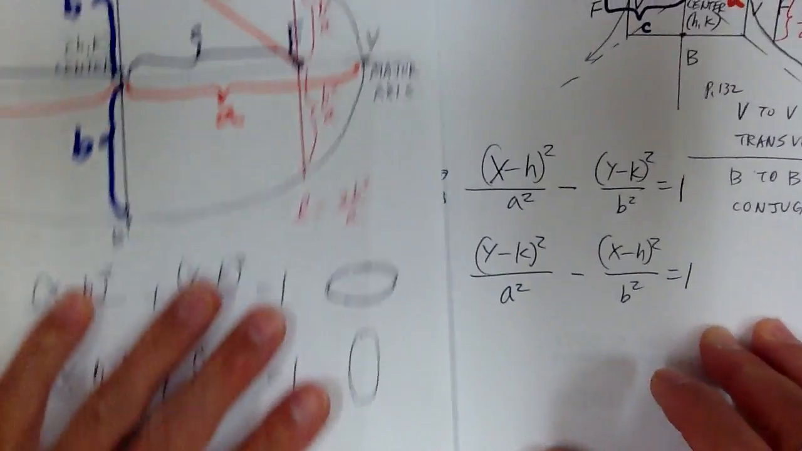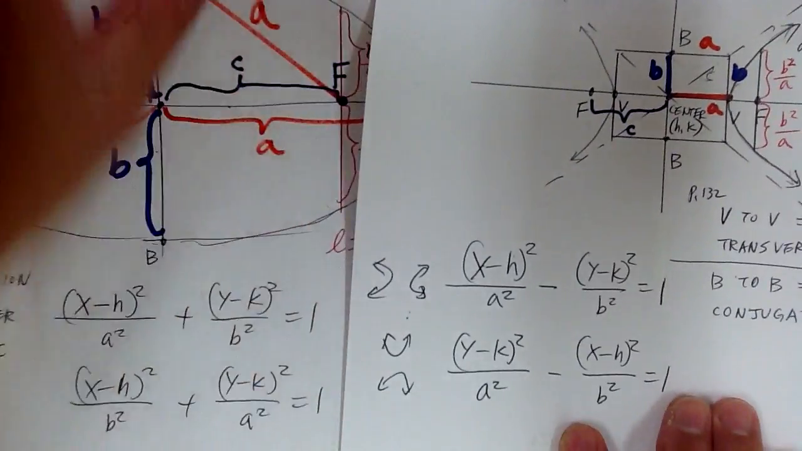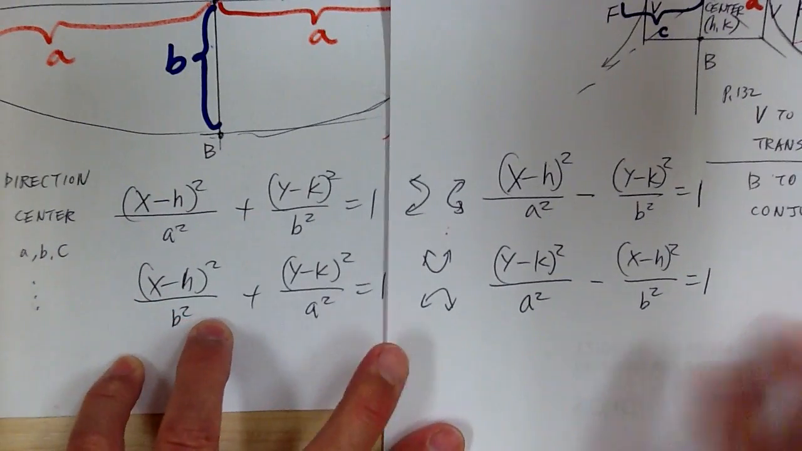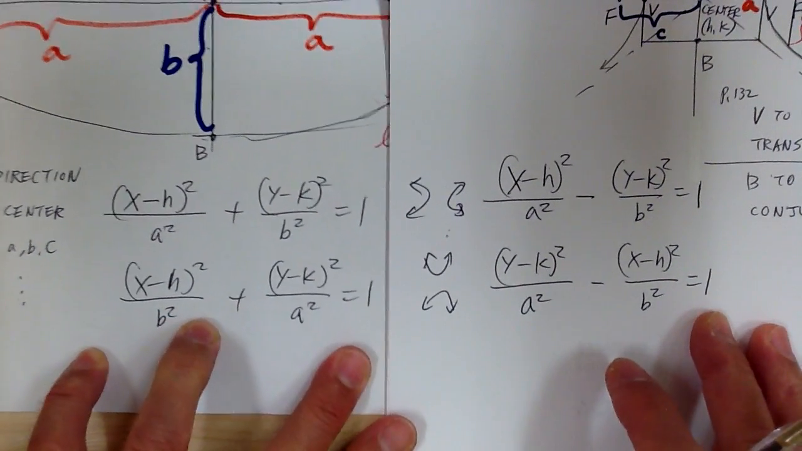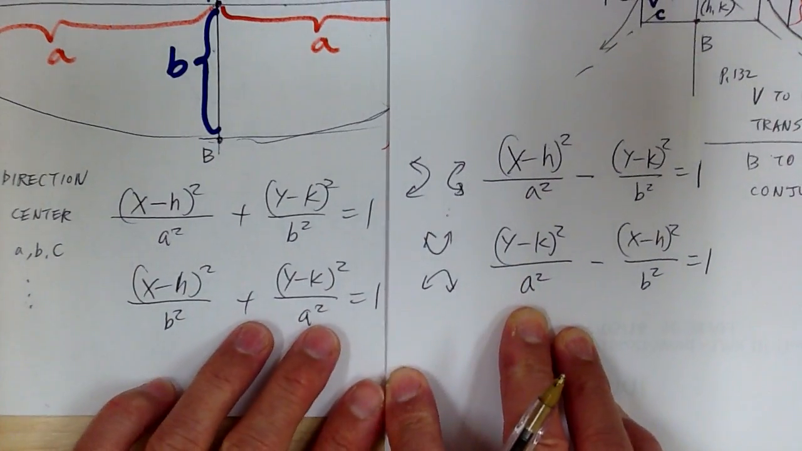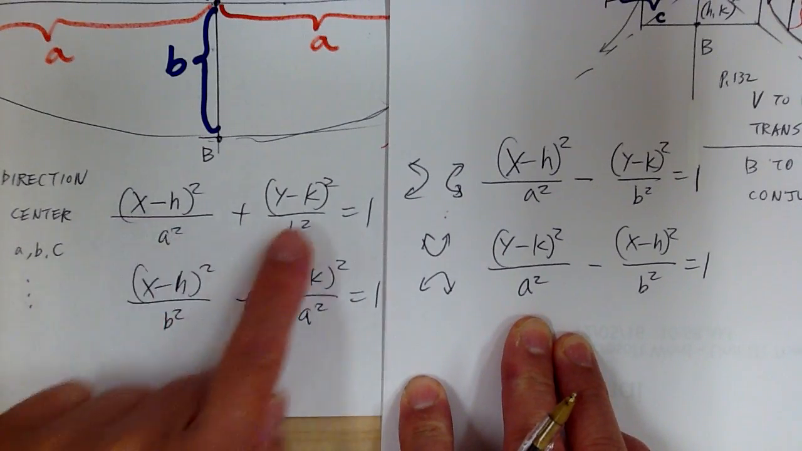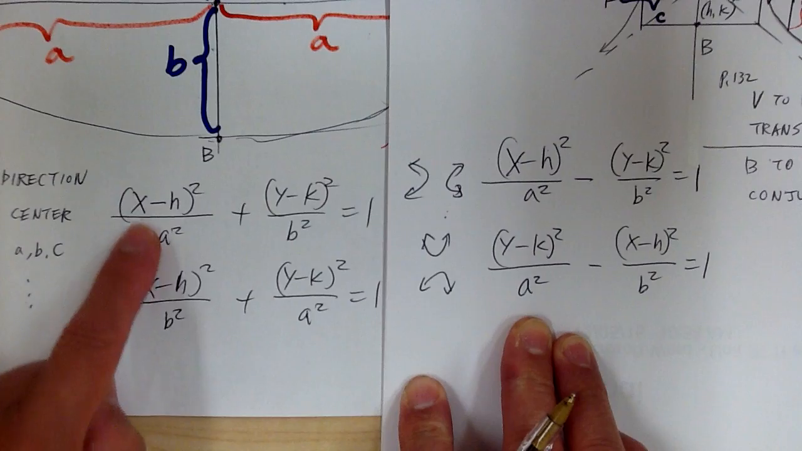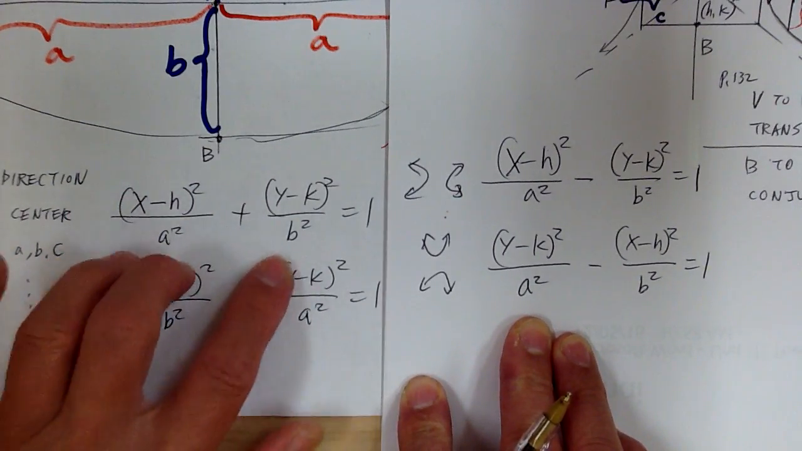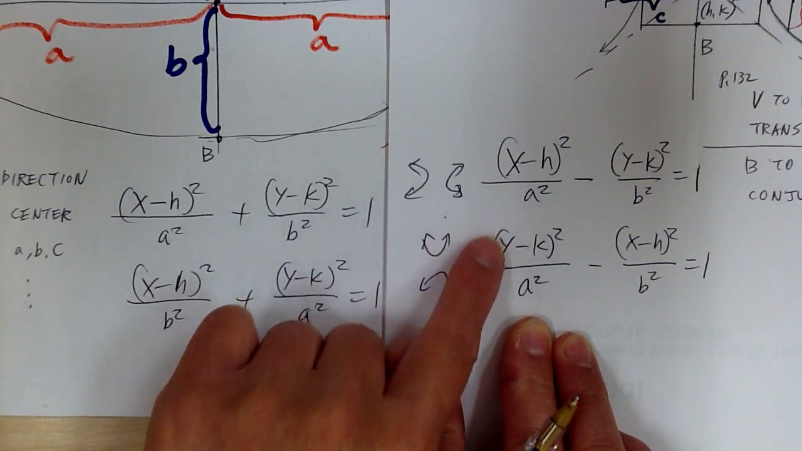Whereas if you compare that with the ellipse, the ellipse is plus, the hyperbola is minus. And for the ellipse, both are positive, so you always keep the x first, and then you switch the a squared and the b squared. I think this is quite easier to remember, but if you want to memorize it the other way, that's fine too.